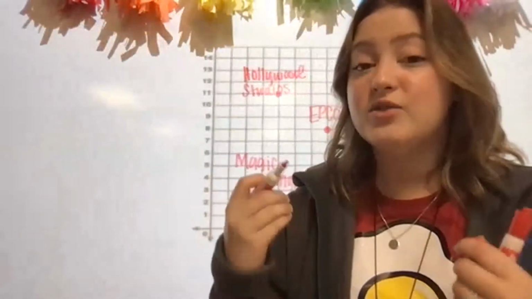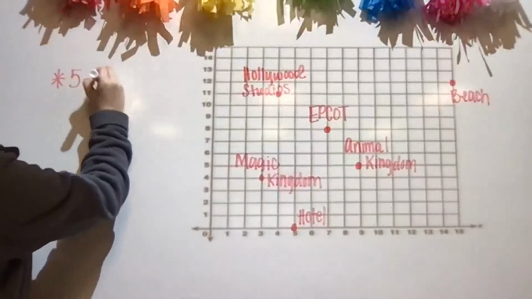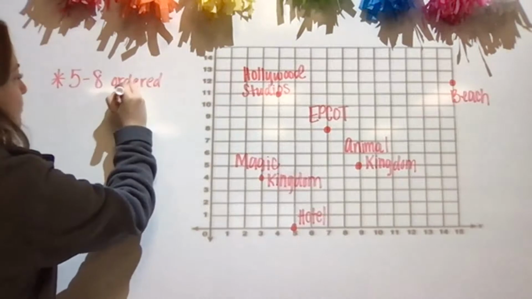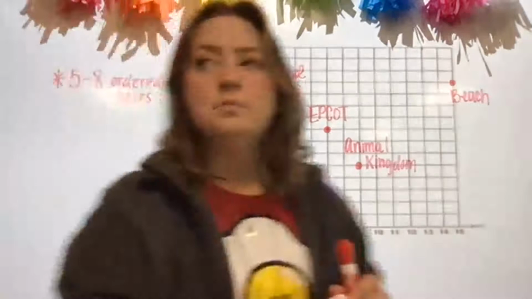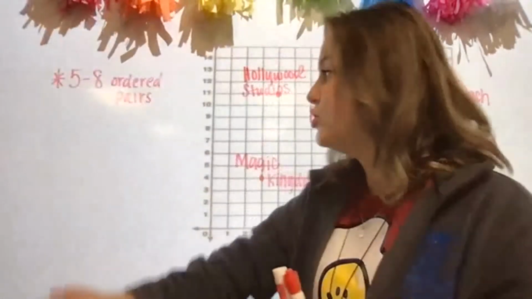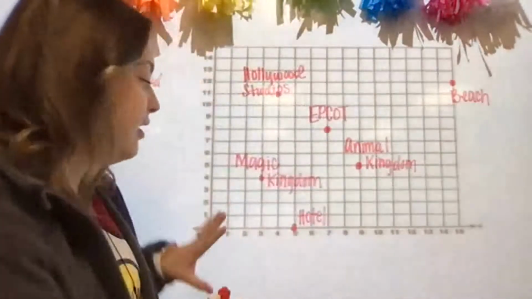I am expecting you to do at least 5 to 8 ordered pairs. Okay, I'm going to write it up here so we can remember: 5 to 8 ordered pairs. So you're going to pick a location, and I want you to be able to plot 5 to 8 ordered pairs. So my example is Disney.